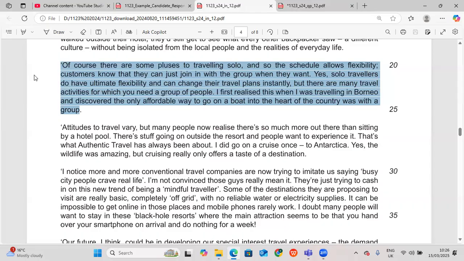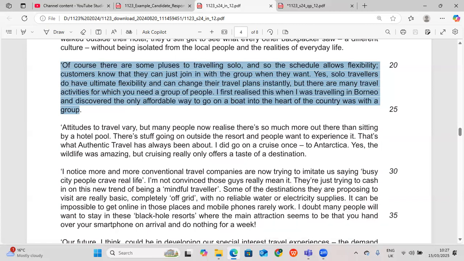Okay, thank you. Right. Now we'll look at the next paragraph. It says attitudes to travel vary, but many people now realize there's so much more out there than sitting by a hotel pool. There is stuff going on outside the resort, and people want to experience it. And that is what Authentic Travel Company has always been about. I did go on a cruise once to Antarctica. Yes, the wildlife was amazing, but cruising really only offers a taste of a destination.